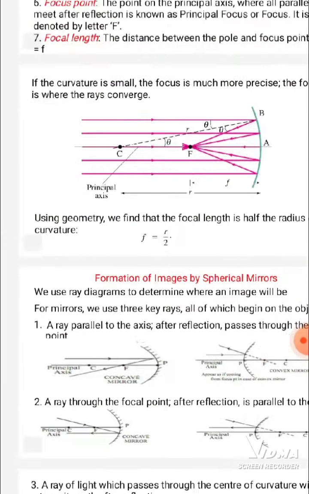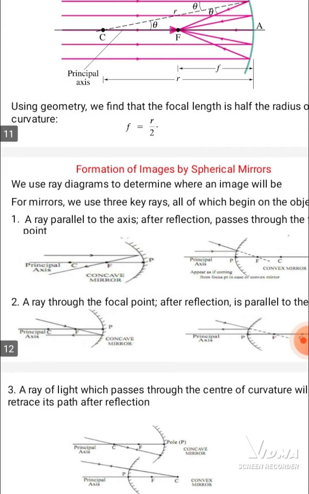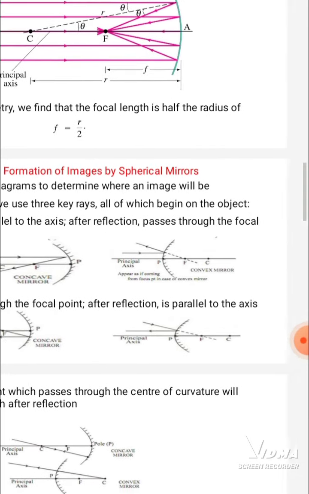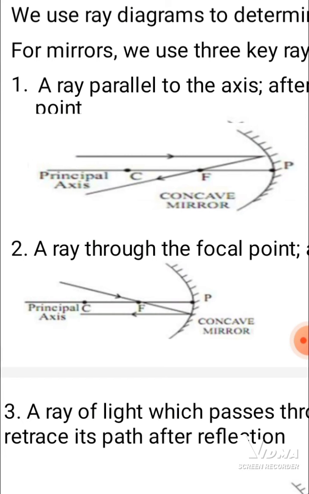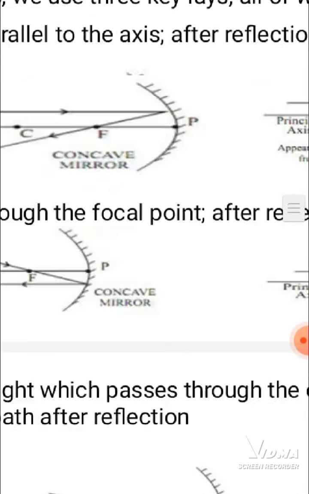Then the second one is that when you have a ray through the principal focus, after reflection, it is parallel to the axis. In this case, you have a ray for a concave mirror. This is the ray passing through the principal focus. After reflection, then it is parallel to the principal axis. So in the case of concave mirror, you have the ray with this arrow. Then it gets to point F, which is the principal focus. Then it hits the reflecting surface of the concave mirror. Then it is reflected back, and that reflection shows clearly that it is parallel to the principal axis.